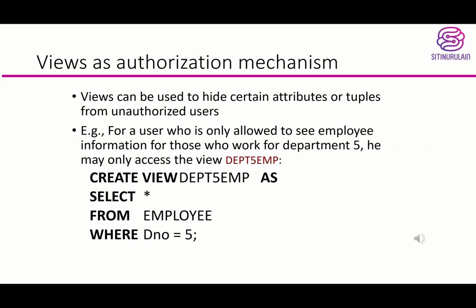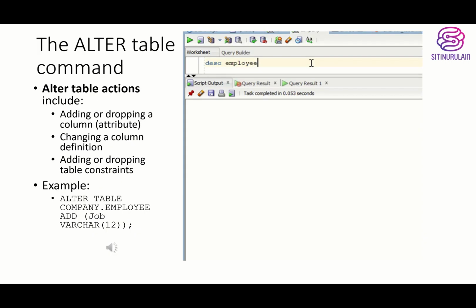Views can be used to hide certain attributes or tuples from unauthorized users. For example, a user who is only allowed to see employee information for those who work for Department 5 may only access the view dept 5 emp. Create view dept 5 emp as select asterisk from employee where DNO equals.